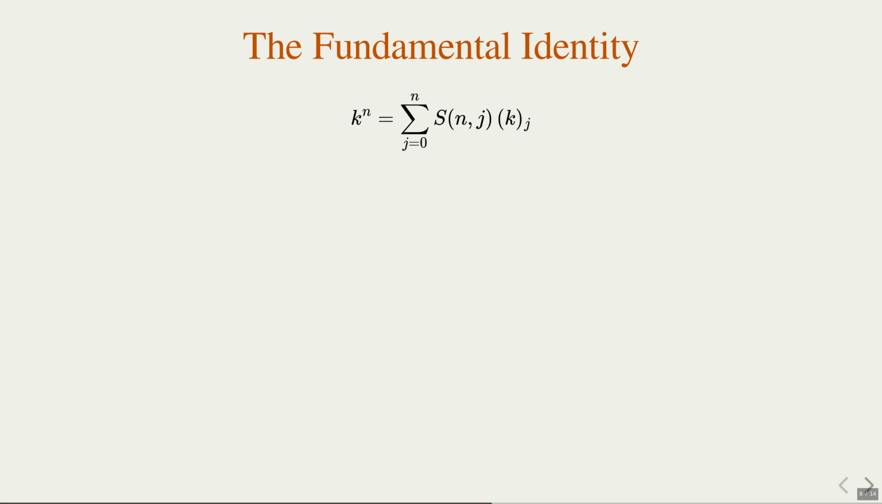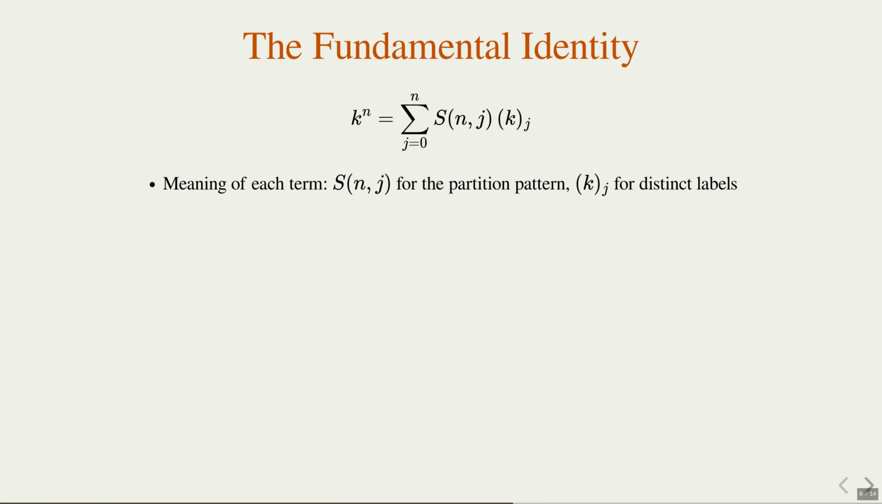Now we say the big statement out loud. Every power of k is a sum of falling factorials, and the coefficients are exactly Stirling numbers of the second kind. This equation is just a sentence. Count all functions from n to k by splitting them into groups according to the number j of distinct outputs they use. So each term is literally, choose how the inputs collapse into j fibers, then choose which j outputs those fibers go to, with no repeats.